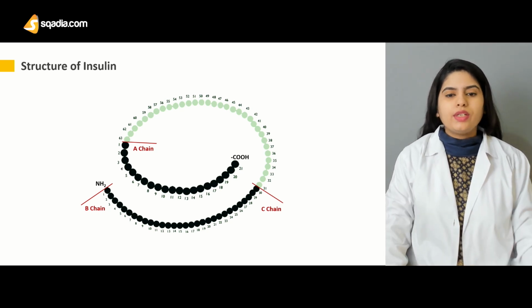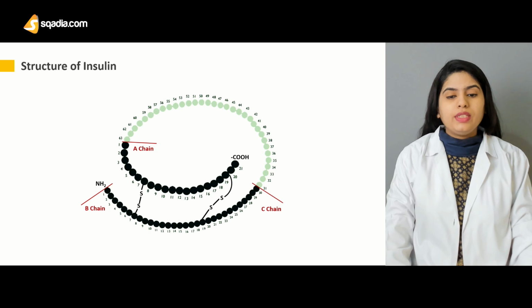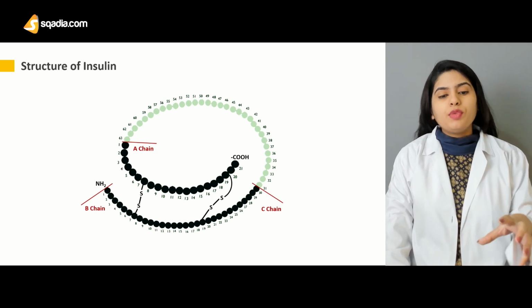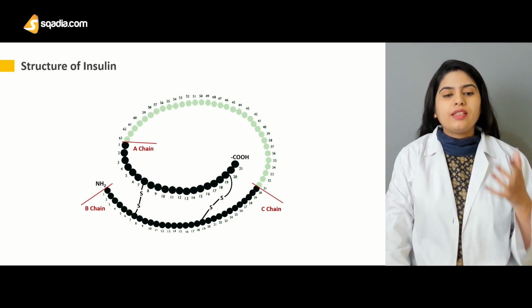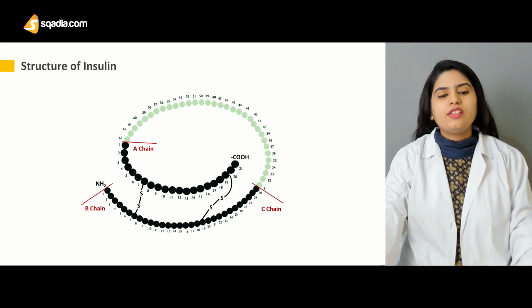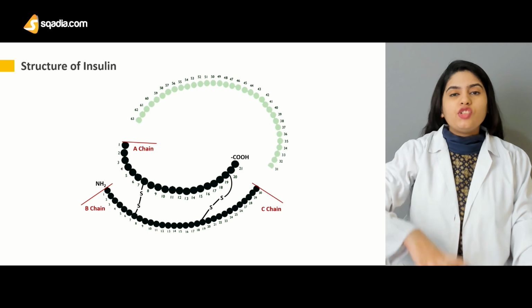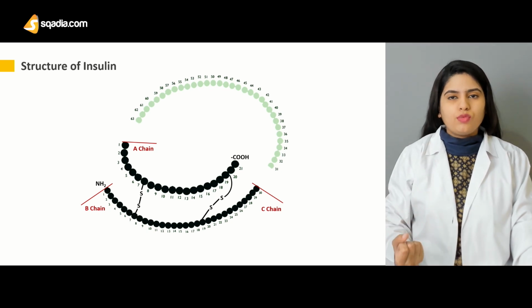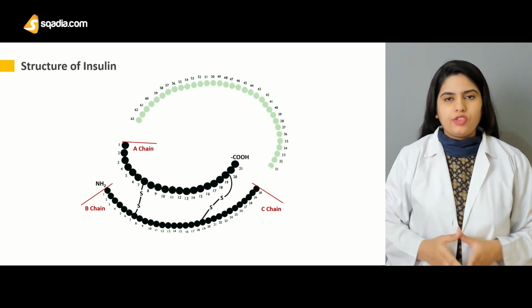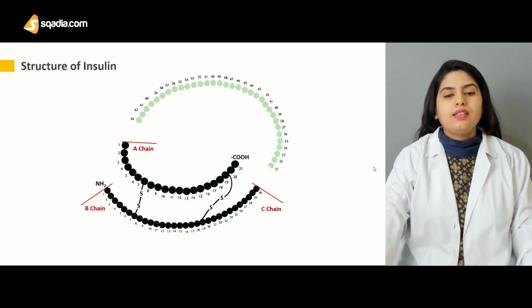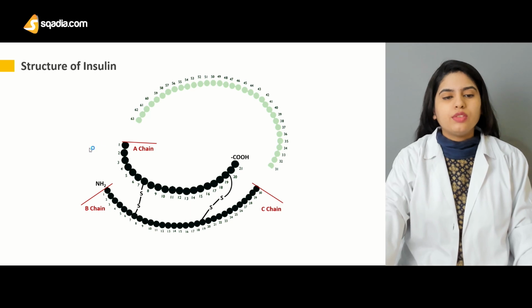When it is converted into the mature form of insulin, the bonds between the B chain and the A chain are created, and then the C chain actually separates out from the B chain and the A chain. So you can see that this is actually the structure of the mature insulin.